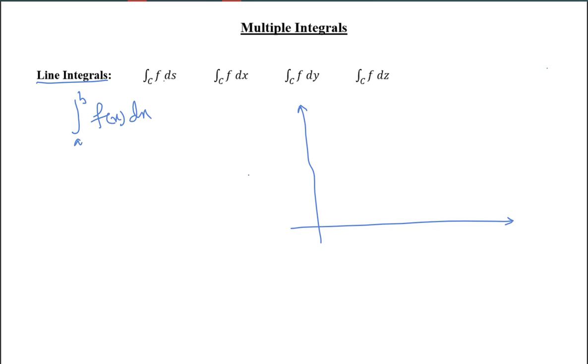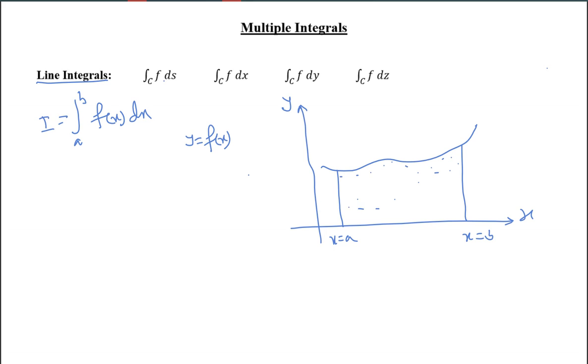Suppose this is your x-axis, this is your y-axis, and let me write this curve y is equal to f of x. This is the curve y is equal to f of x, and we have x is equal to a somewhere here, and x is equal to b somewhere here. Then by means of this integration I, we geometrically represent the area under this curve. This area we represent, that we know.